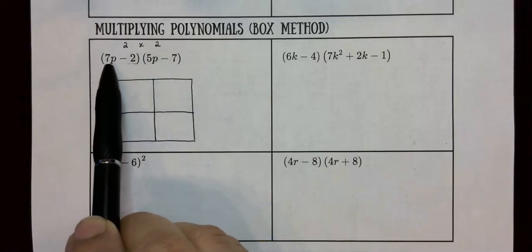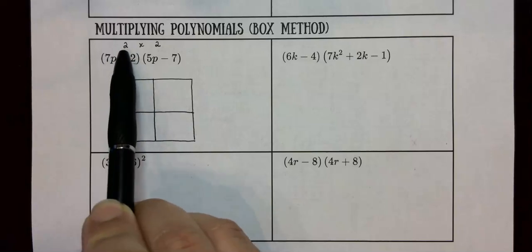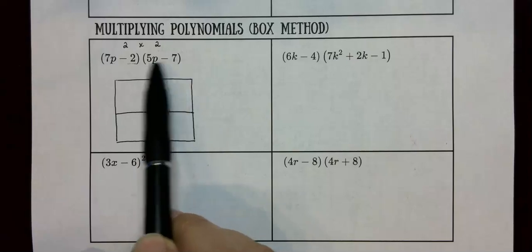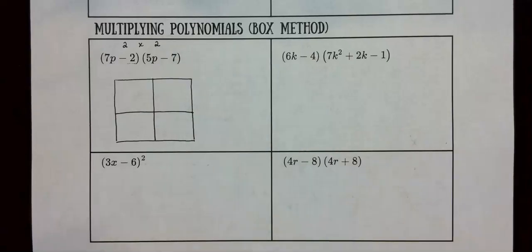So this one has two terms. We have a 7p and a -2. There's two numbers here, so put a little 2 on the top. And then in the second parentheses we have the same thing. We have two terms, the 5p and the -7. So there I put another little 2 here. So when I create this box, it's going to be a 2 by 2. 2 rows, 2 columns. We need one for each term.